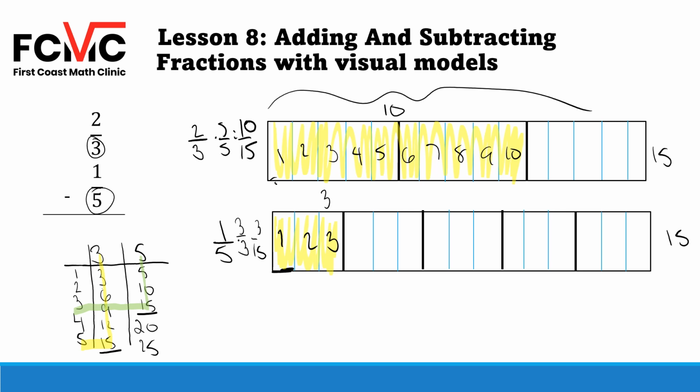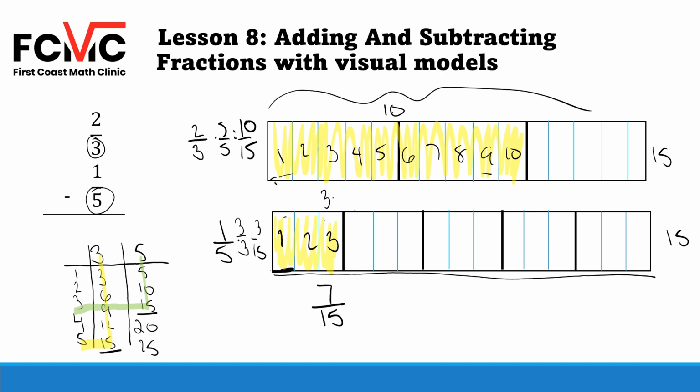So if we're subtracting these two, right, we have 10, we're taking away 3, we should get 7 out of a total of 15. So now we can easily compare and figure out, well, I've got 10 total bars here. I'm taking away these 3. How many do I have left? I've got 7 left over. And what is my total? My total is still that 15.